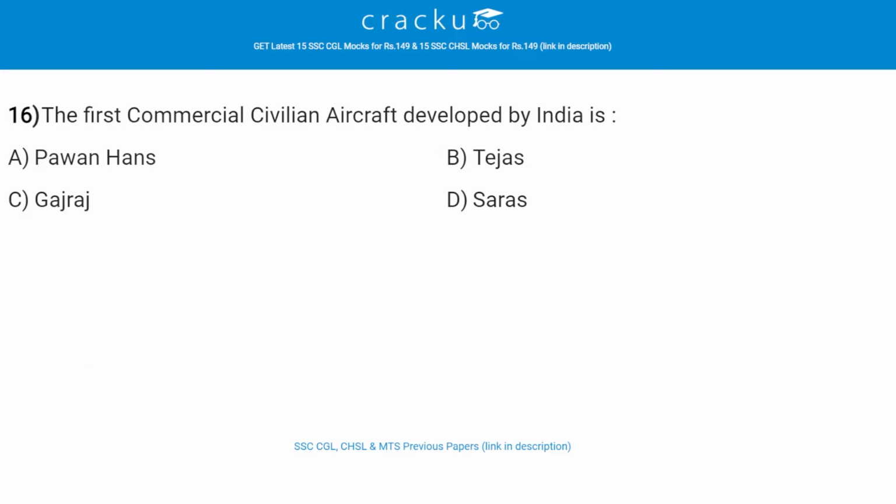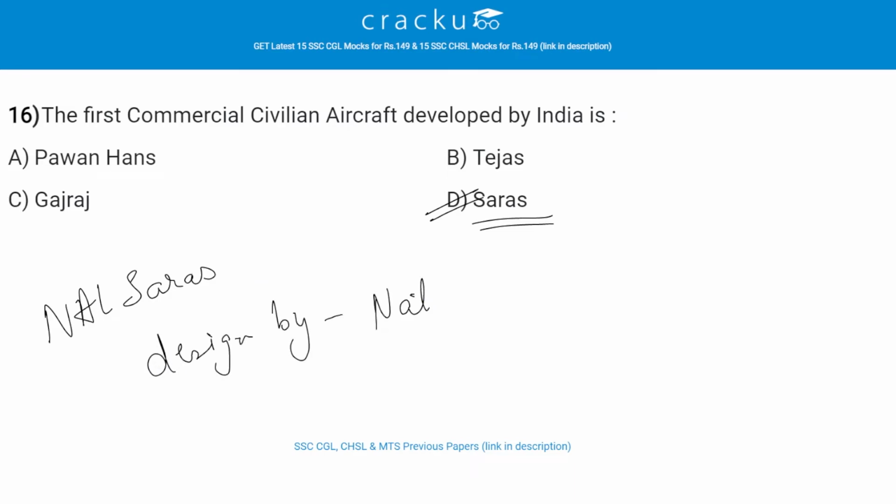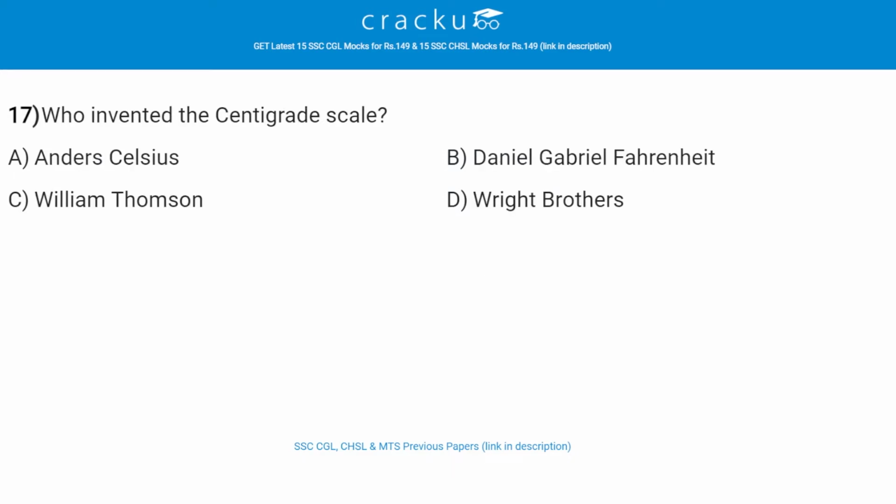The first commercial civilian aircraft developed by India is, the correct answer is D, that is Saras. So NAL Saras is the first Indian multi-purpose civilian aircraft in the light transport aircraft category, as designed by the National Aerospace Laboratory.